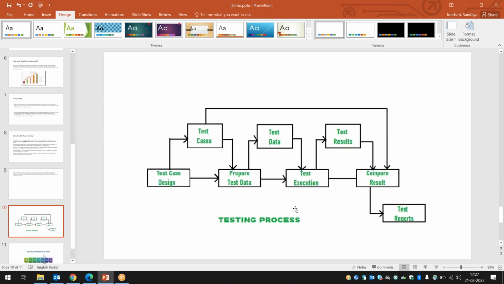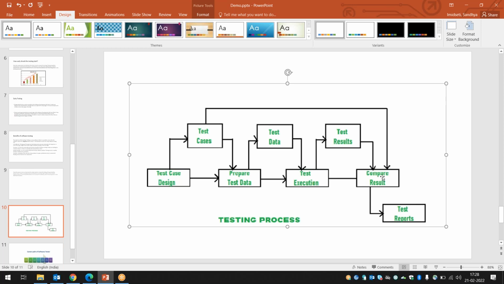And as you know, this is the testing process, how we will go. Once the requirements are finalized, for test case design, from the requirements, as testers we have to design the test cases, write the test cases, and prepare the test data. Using this test data, we do the test execution, and from the test execution we get the test results. Then we have to compare the test results with the test cases, whether it is correct or not.